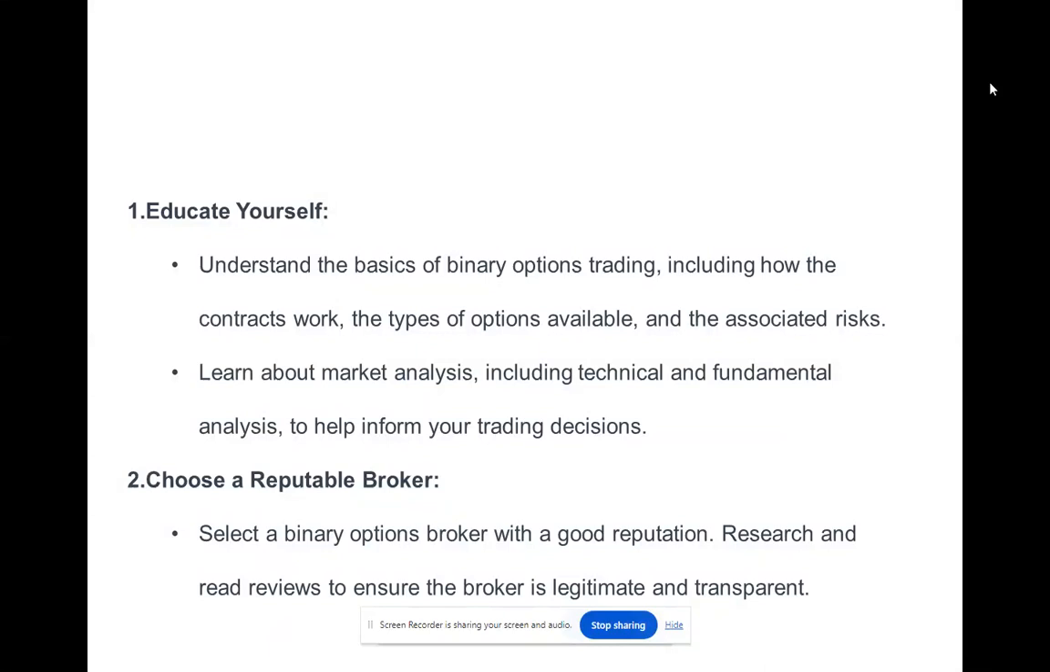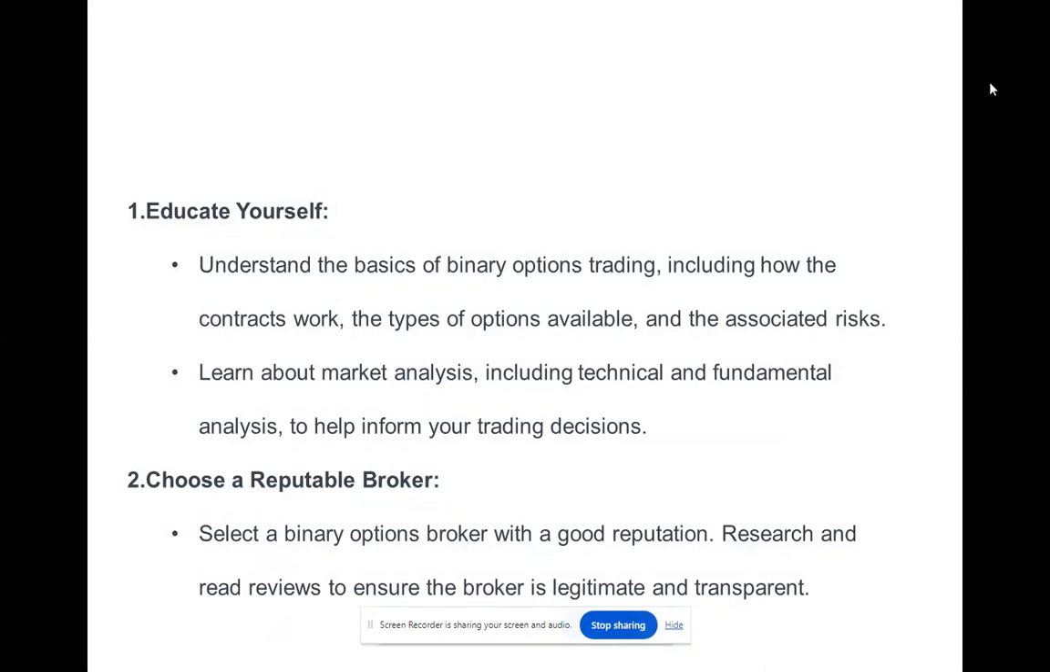You draw your levels, your horizontal levels, your support and resistance, your trend line, your supply and demand. Those are what we call technical analysis. Fundamental analysis is the news, the news time. For instance, if you want to open a trade on EUR/USD, you must first look at the technical analysis.